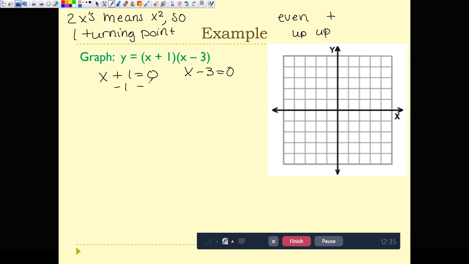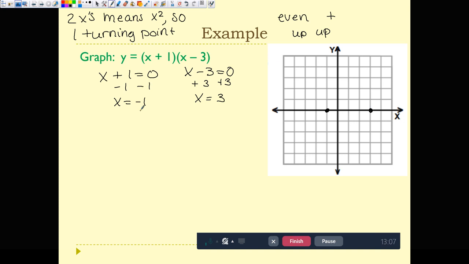So that's going to be x equals -1 and x equals 3. That means when y is 0, my x value is going to be -1, and when y is also 0, my x value is going to be +3. So those are my zeros, the x-intercepts. Okay? I need to now pick x values that are 1 smaller than my lowest x-intercept and 1 larger than my x-intercepts.